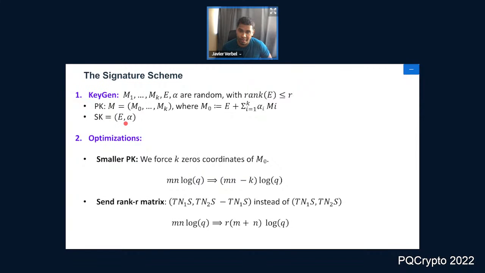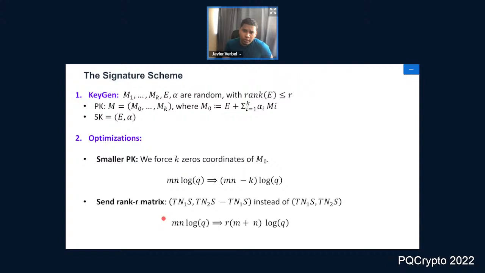We also propose two optimizations for the scheme. The first one aims to reduce the size of the public key. To do this, we change a bit the key generation process, and we choose these coefficients alpha to match a fixed set of entries of the matrix E. So at the end, the matrix M0 will have K fewer coordinates. So the size of our public key, which is mainly the amount of memory we need to store M0, goes from M times N times the log of Q to M times N minus K multiplied by the log of Q.